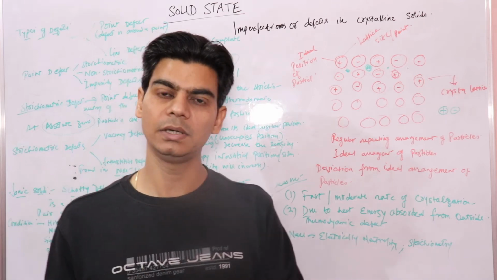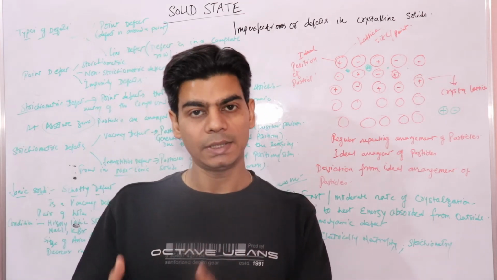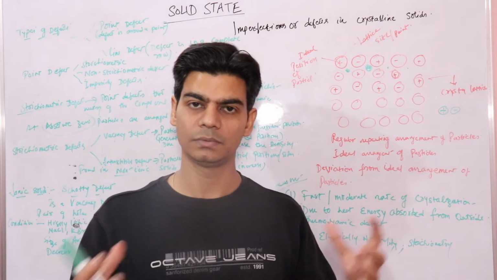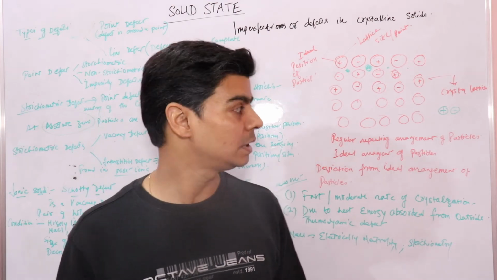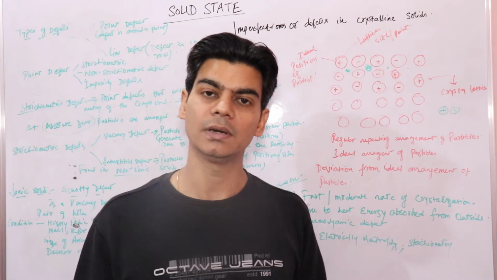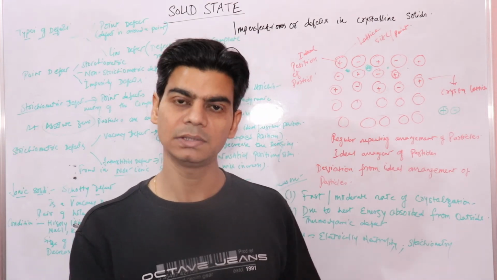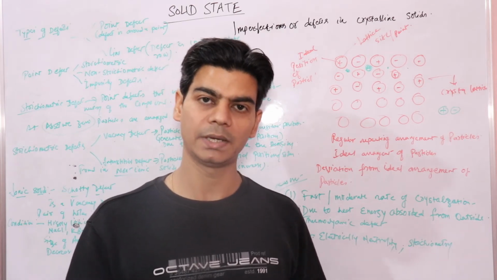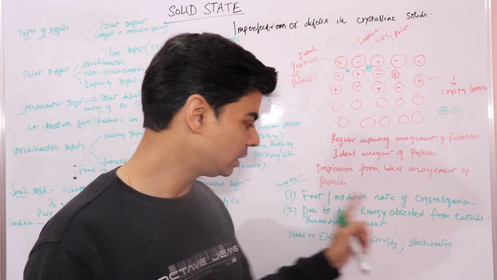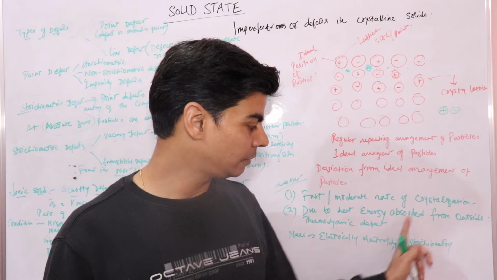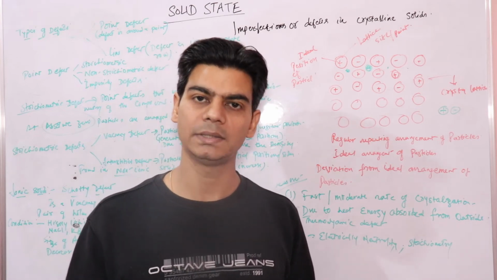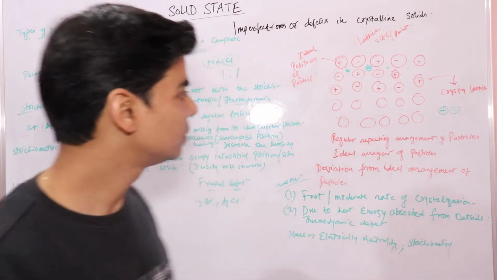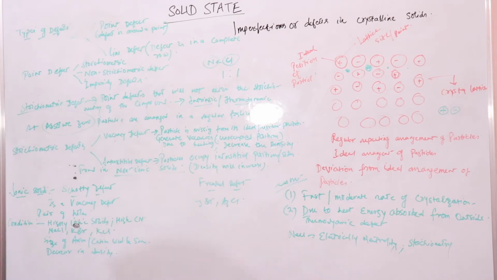Because what is electrical neutrality? When the number of cations, that is positive, is equal to the number of anions, that is negative, so positive and negative is zero, electrically neutral. So in these kinds of defects, even after a pair of anions and cations goes missing, we have an equal number of positive and negative ions, due to which electrical neutrality of the compound is maintained. And if we talk about stoichiometry, that is the ratio of anions and cations, it will also be the same, because the same number of anions and cations are missing from the crystal lattice.